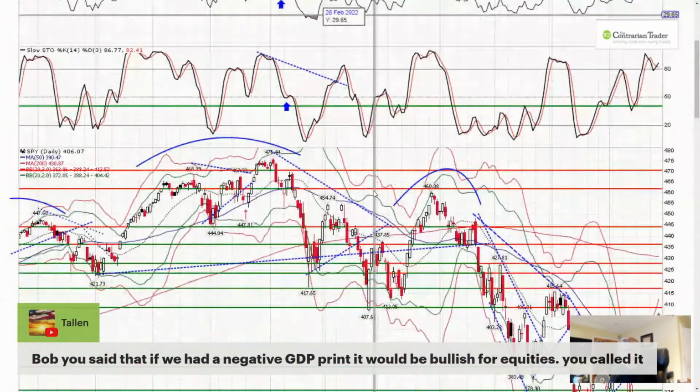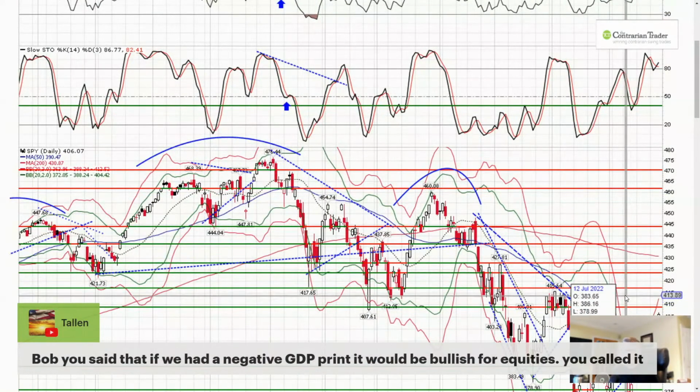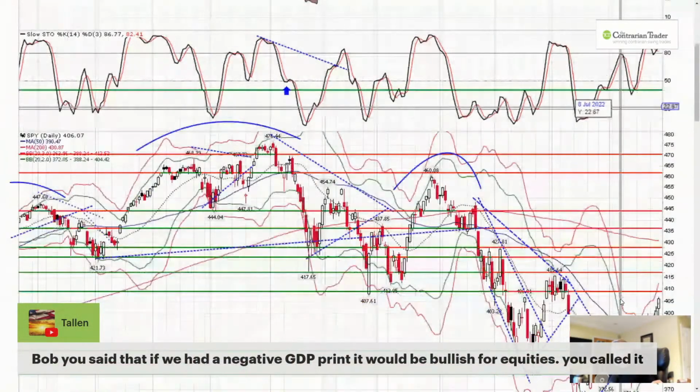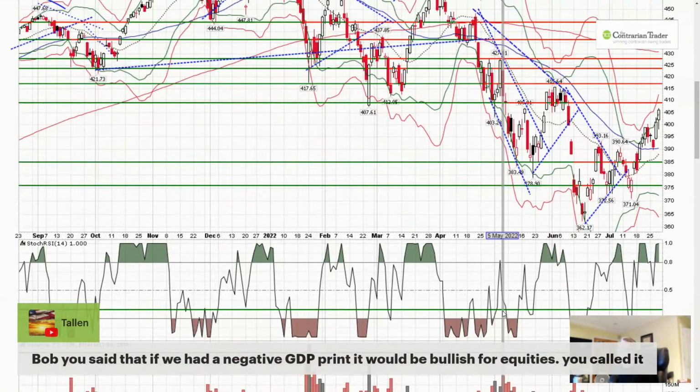Daily chart. Looks like we're going to go up higher. Up between 410 and 415, that's where we're going to see resistance on the S&Ps. I think we're heading up higher, up 1.25% today. Volume dropped down versus yesterday. No bueno. We don't like that.